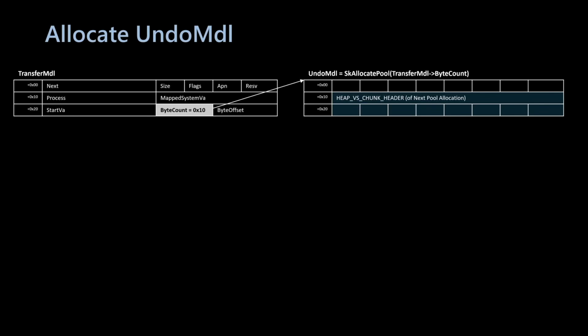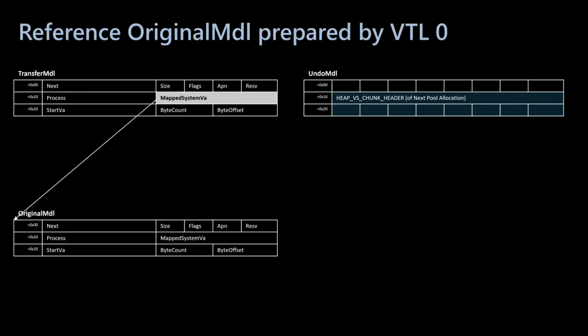The vulnerable function gets the byte count as the transfer buffer length and allocates a new undo MDL with the same length. If we specify the byte count to be 16, then a 16 bytes secure kernel pool will be allocated for the undo MDL. Here, I only discussed the situation that undo MDL is allocated in VS heap. I will explain the reason later. We can see that the next pool allocation is also shown here in blue color, with 16 bytes VS chunk header.